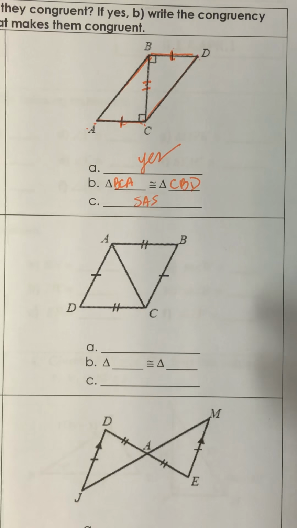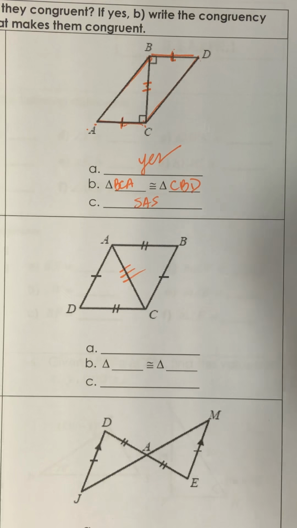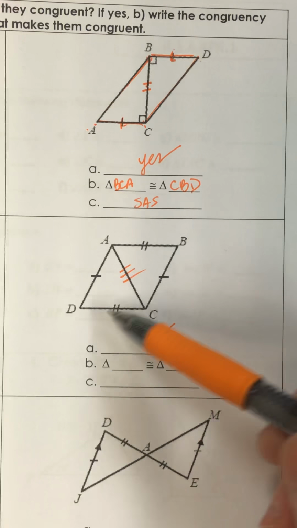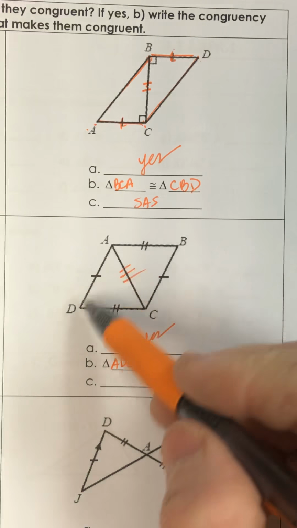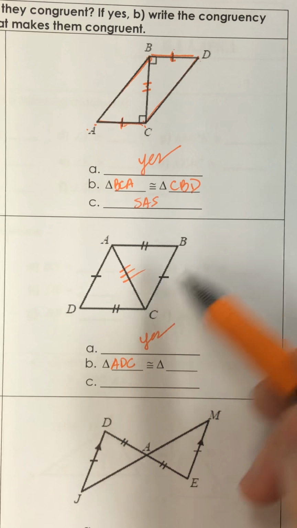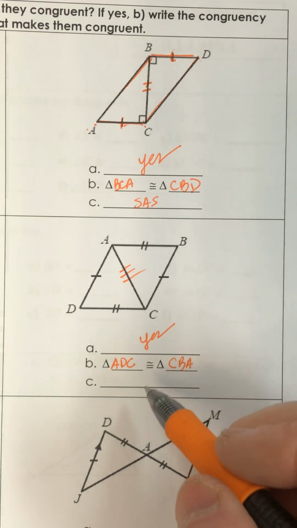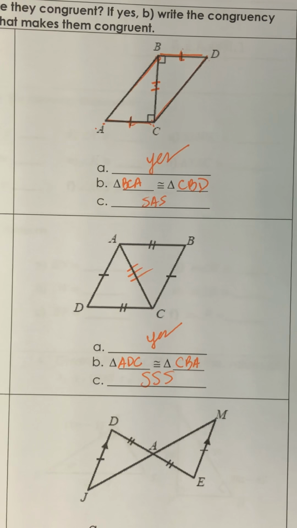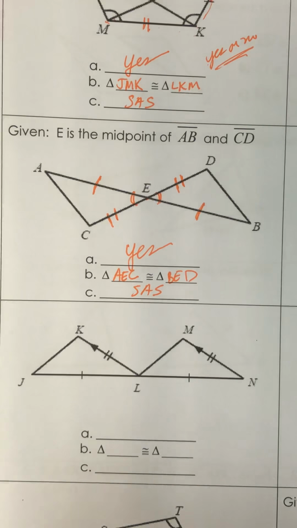All right, let's see. I can see I have a shared side, so that's the first thing I always look for, so I'll just mark that. And it looks like I have 3 sides now. So this would be yes. Let's name our triangle, I don't know, ADC. If it's ADC, then the next one would have to be CBA, so the parts match up. And then this would be side, side, side. We have 3 sides. All right, let's see what else. This one.